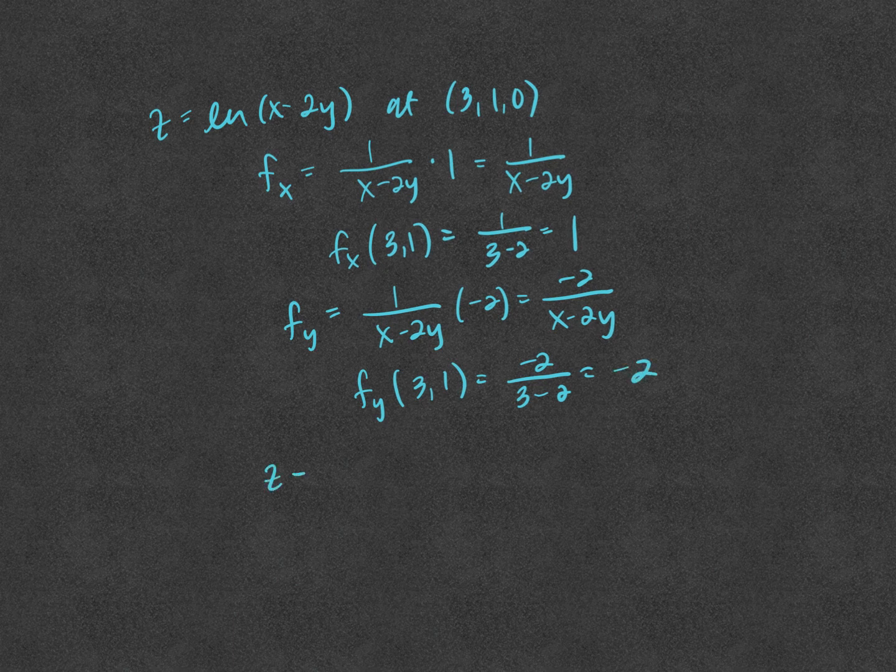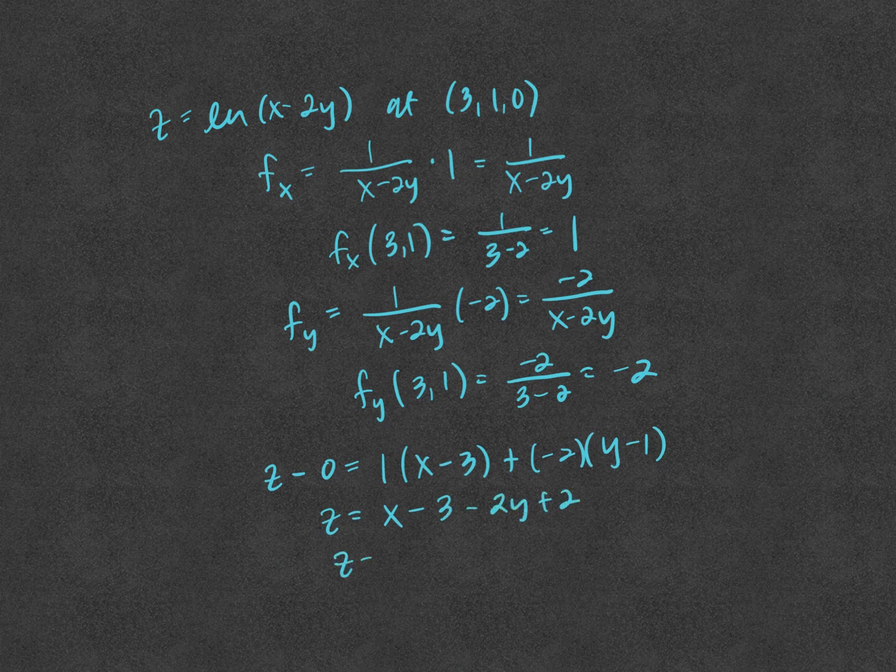So we have z minus the z value, 0, equals the partial with respect to x, which is 1, times x minus 3, plus the partial with respect to y, which is negative 2, times y minus 1. So we get z equals x minus 3 minus 2y plus 2. So z equals x minus 2y minus 1, the equation of the tangent plane.